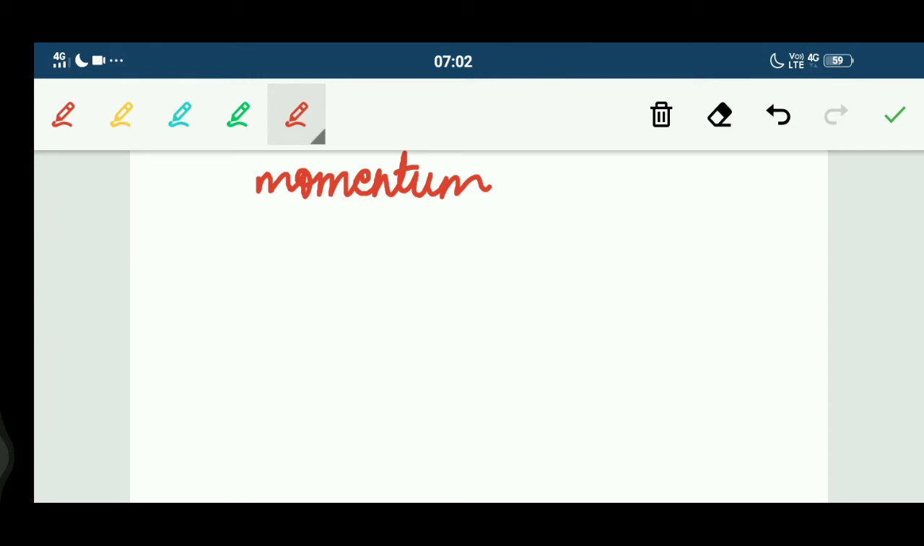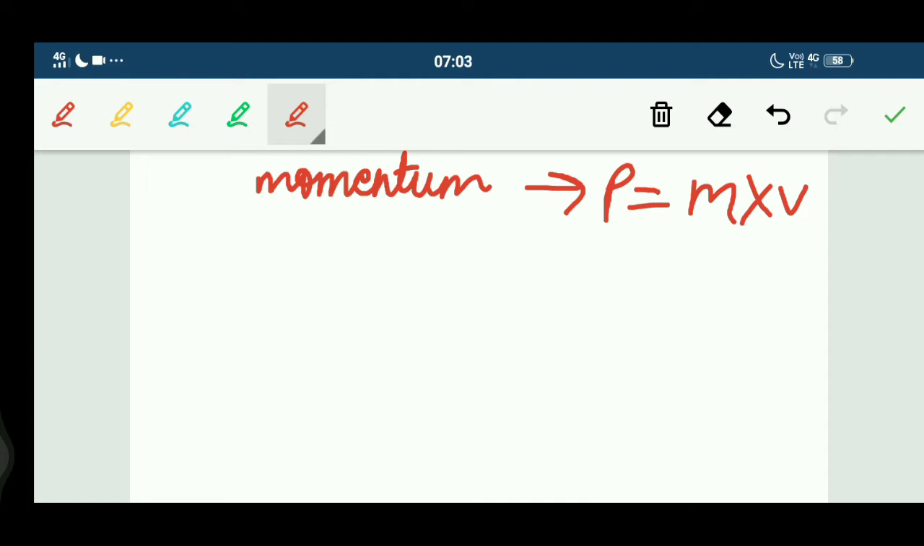So momentum is basically the quantity of motion of a moving body, measured as a product of its mass and velocity. And we know that momentum is represented by the symbol P, that is equal to mass into velocity. Fine, children? Now we should know what exactly the law of conservation says.